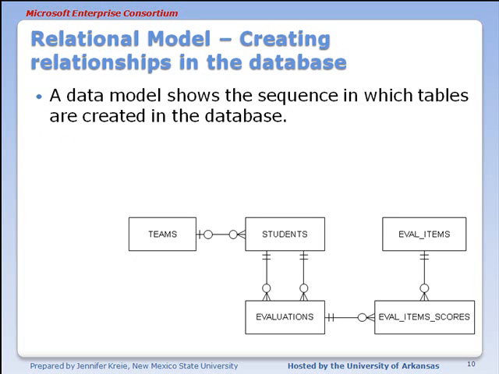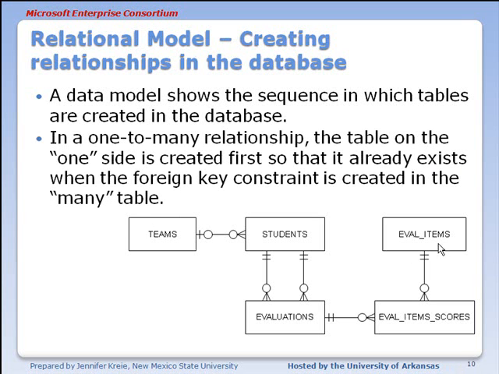A data model shows the sequence in which tables are created in a database. The series of lessons for database fundamentals talks about the data model and how it is designed and what information it conveys to us. In this example here, for the students and teams, what we see is that because of the one-to-many relationship, you need to create the teams table first, because students has a foreign key field that has to reference the existing field in the teams table. So based on this data model, teams must be created before you create students.